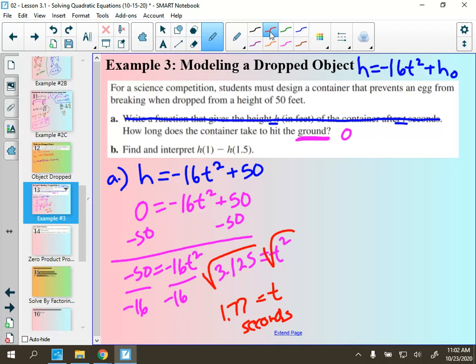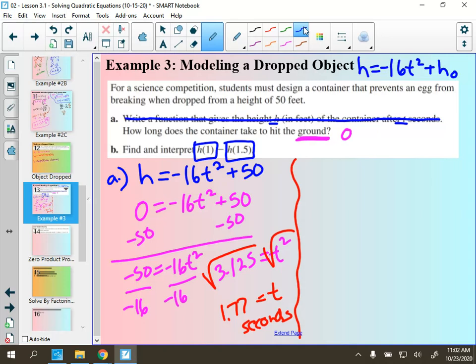All right. For our part B, this is kind of the other way we might use our formula. When I see this, I think for most people it's an interpretation of that right there. What does that mean? Find and interpret h of 1 minus h of 1.5. What is that actually saying?